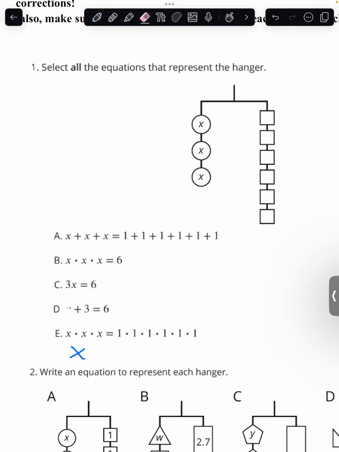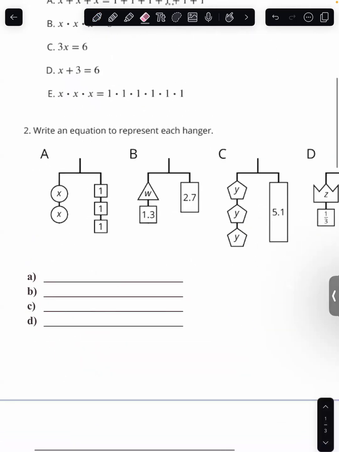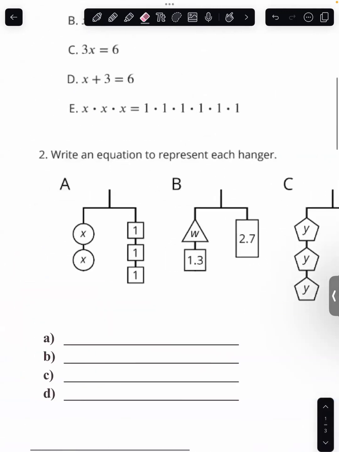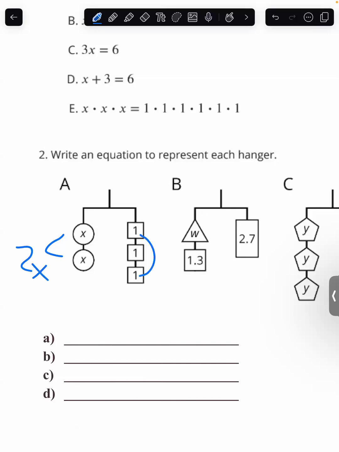All right, next one. Write an equation to represent each of the hangers. Here we have 2 x's, and then we have 3 ones. So I see that as 2x equals 3. Or you could have said x plus x equals 3. That would have worked also.